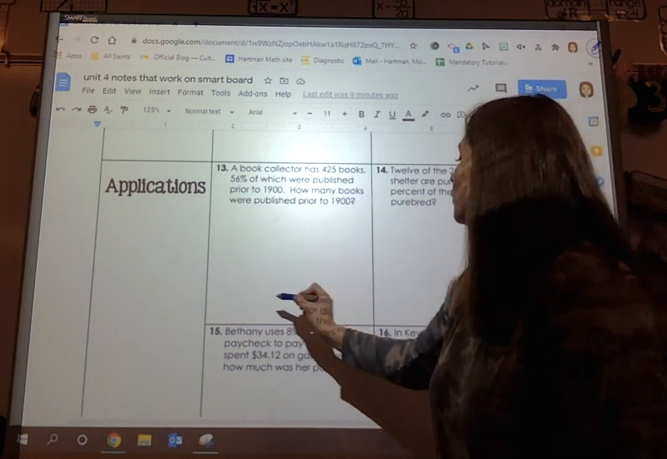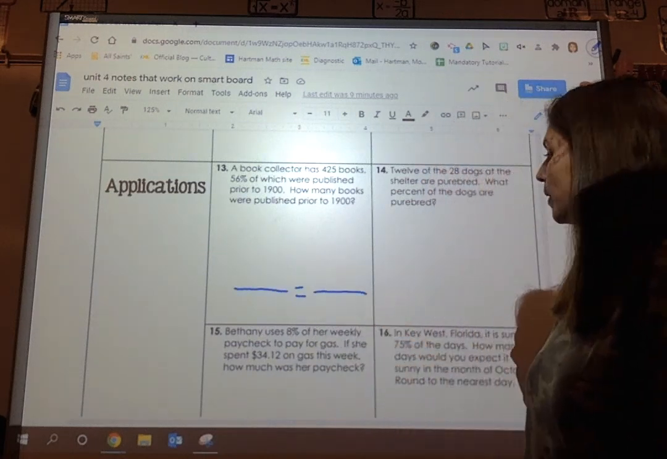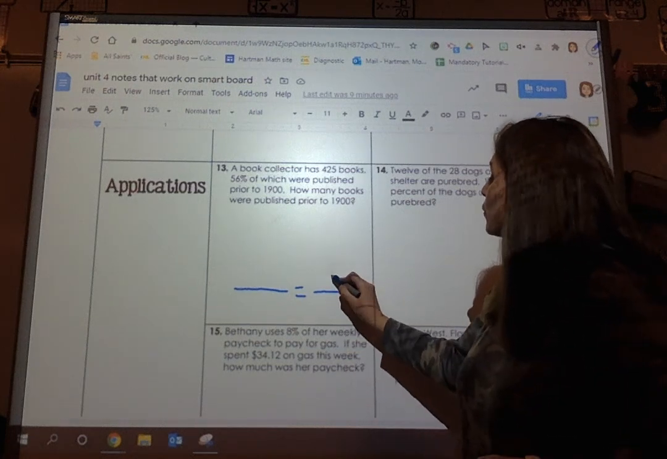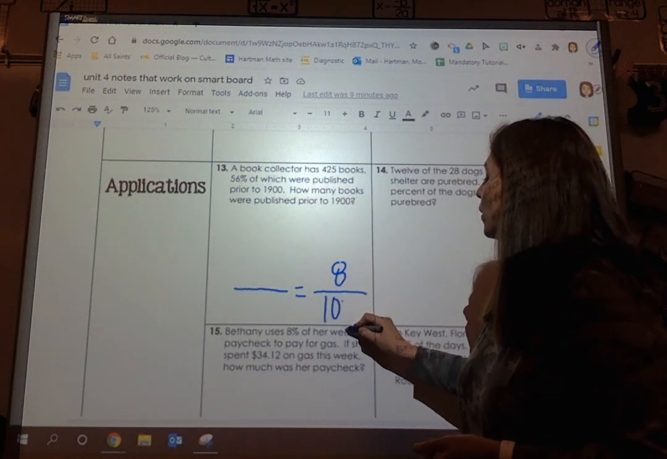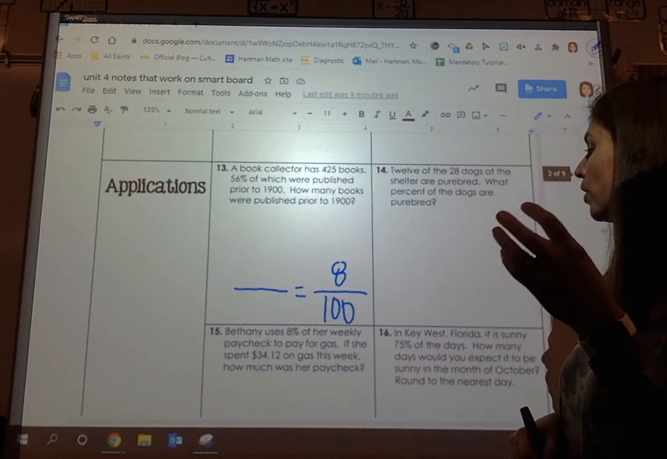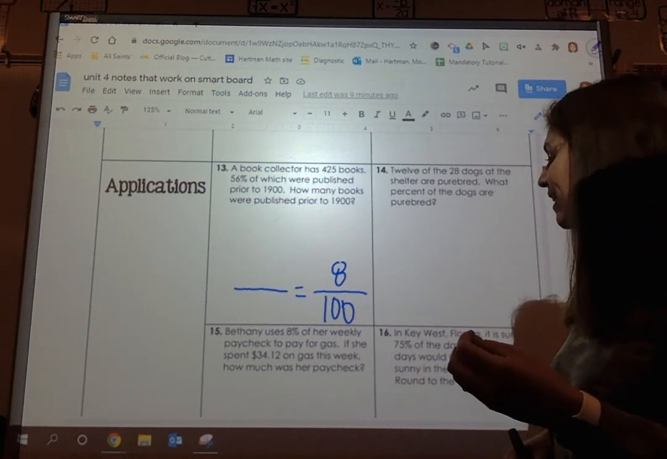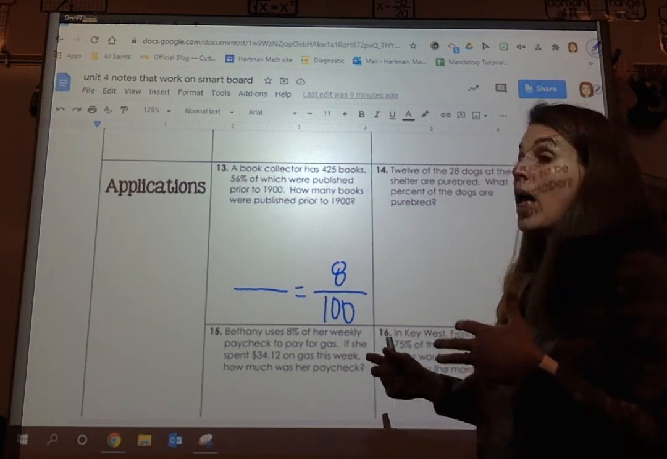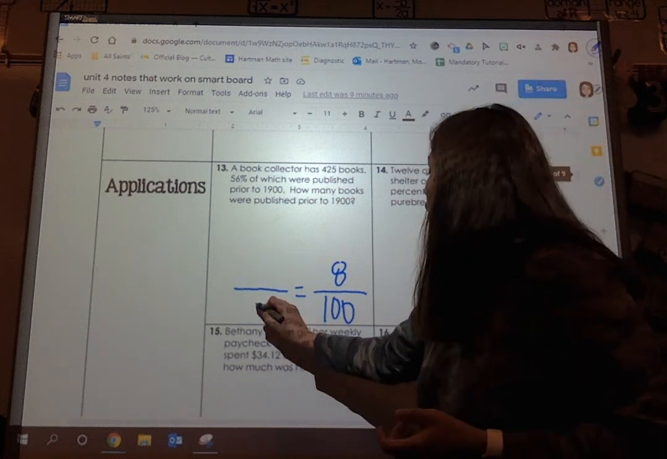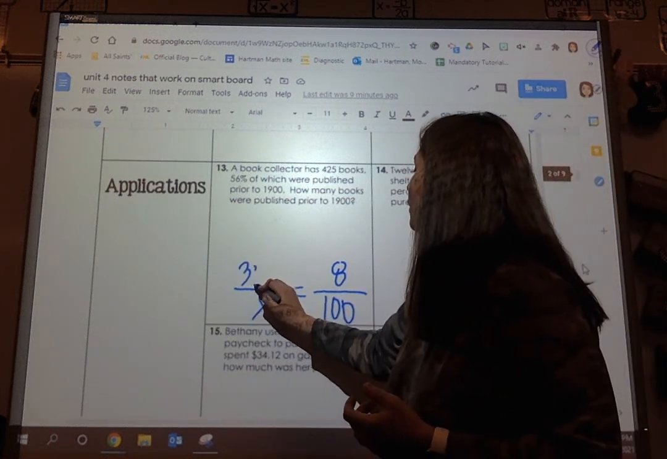All right, let's take a look at number 15. Bethany uses 8%. I'm going to write my portion up here. Bethany uses 8% of her weekly paycheck to pay for gas. Well, percent always goes up here over 100. That doesn't change. If she spent $34.12 on gas, how much was her paycheck? So how much was her whole paycheck?